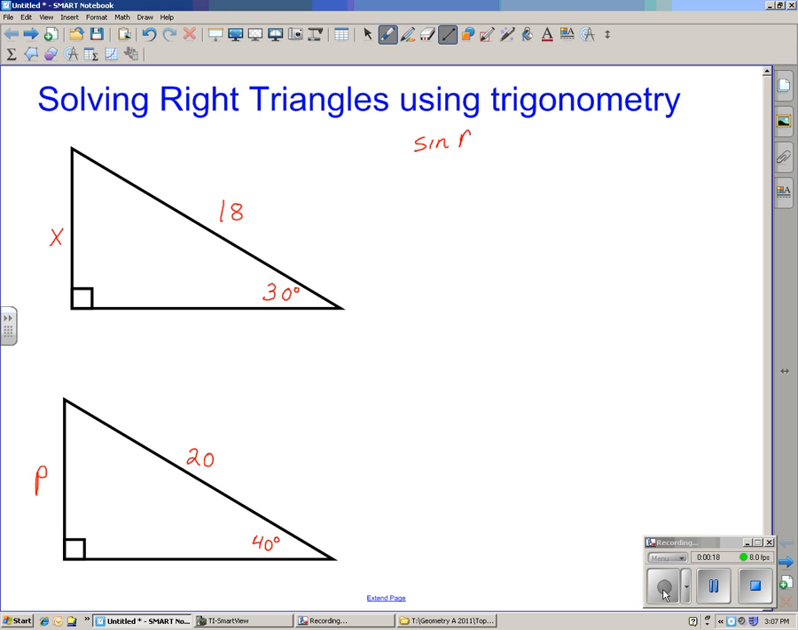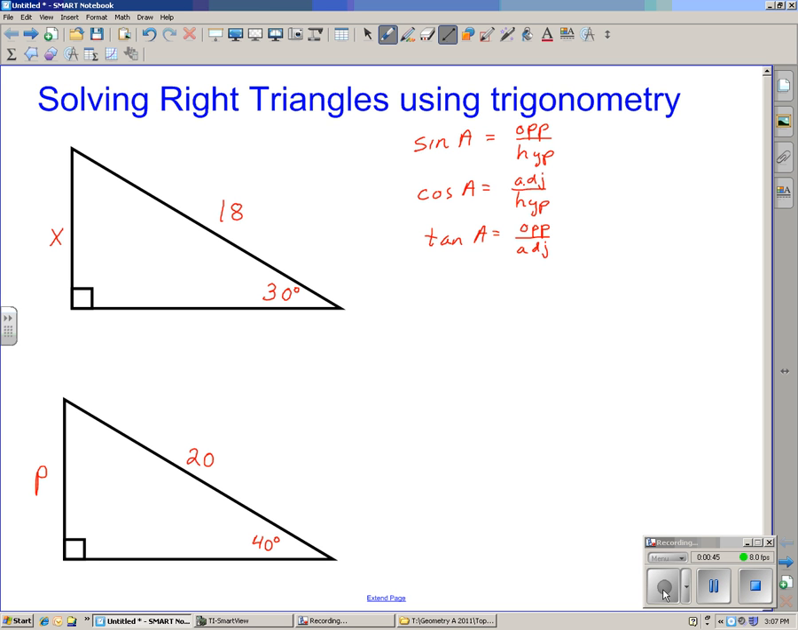Sine of some angle A is equal to the opposite over the hypotenuse. And the cosine of A is equal to the adjacent side over the hypotenuse, and the tangent of angle A is equal to the opposite side over the adjacent side.